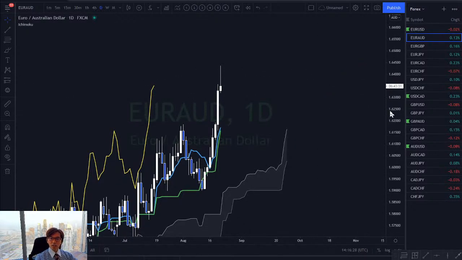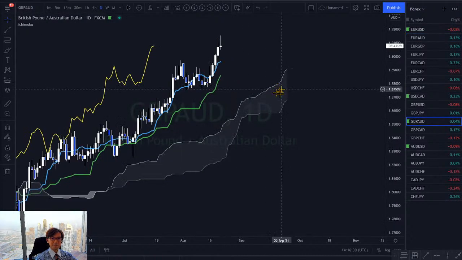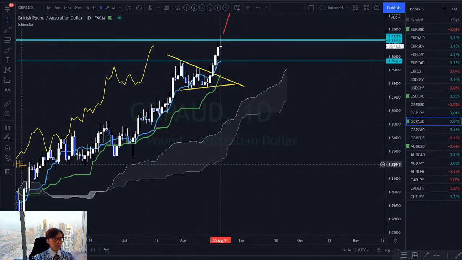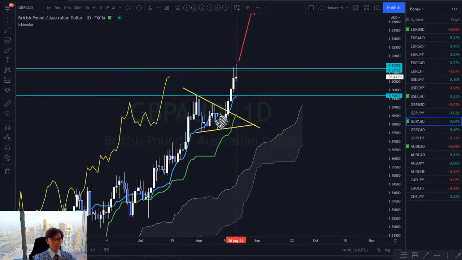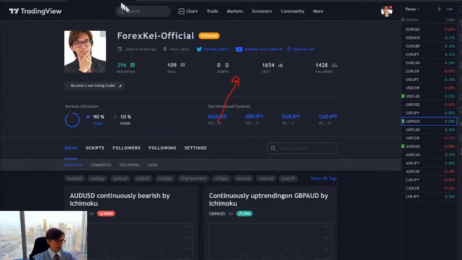And the next one I wanted to mention is the Pound AUD. The Pound AUD right now, after the breakout of the P wave, has been moving up. Like I mentioned, on this TradingView account I regularly post my analysis, so you can follow me on this TradingView.